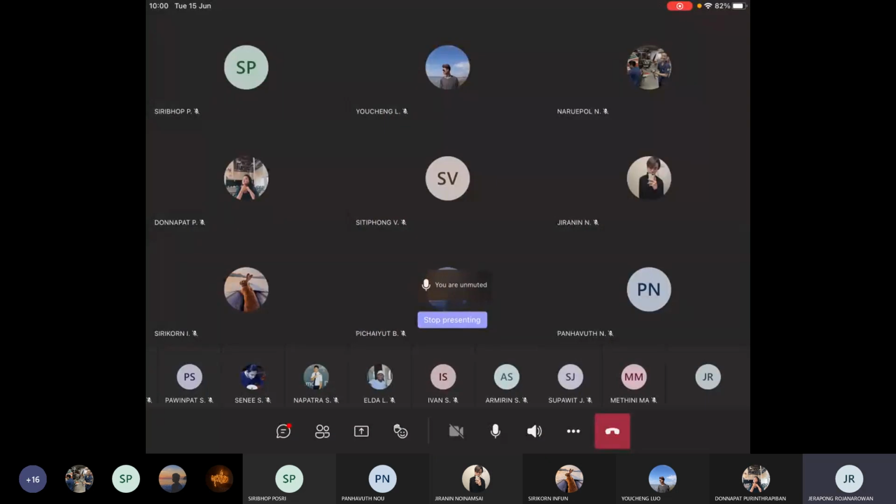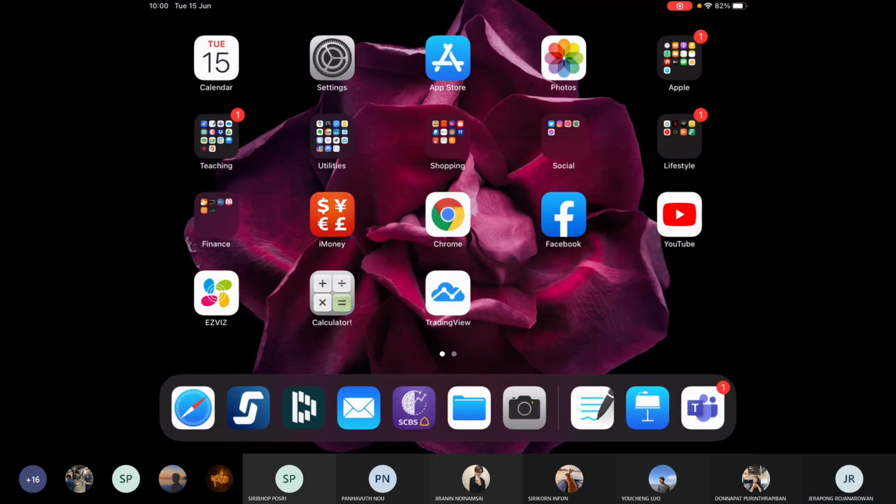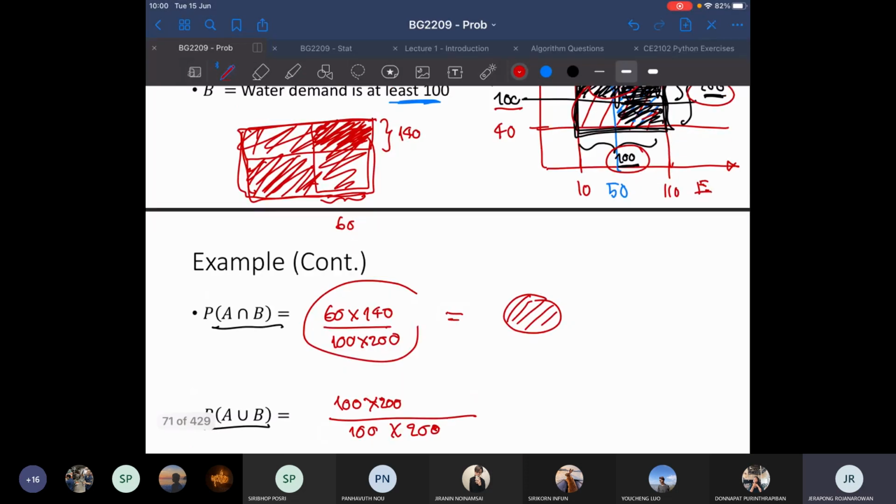Sorry, I forgot. Okay, I'm gonna explain again. So the first thing you're gonna do is find the intersection here, right? And then you compute the length, which is 60 times 140. You just leave it alone here. It's gonna be more than one, which is not a probability. So you have to scale it into 0 to 1, right?